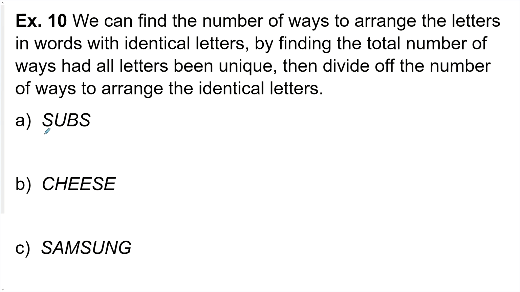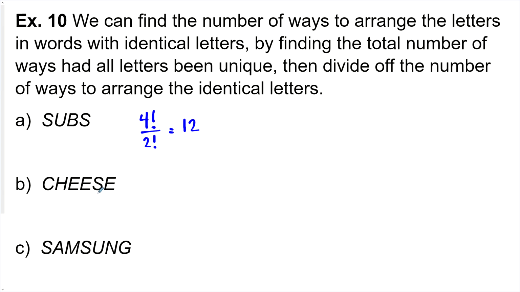So for the first one, how many ways to arrange these 4 letters? That would first be 4 factorial to rearrange 4 letters. But we've got 2 S's, and them switching won't make another arrangement. So we've got to divide by 2 factorial, or just 2. And this one, when we multiply this out, we get 12 different ways to do that.